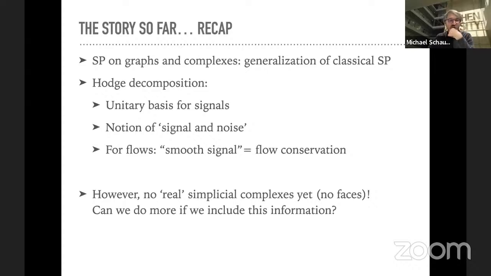And now the Hodge decomposition gives us actually a nice way to interpret these flows. Basically, we have these gradient flows, we have the harmonic flows, and we have curl flows. And we can naturally encode this idea of flow conservation in the harmonics of that Laplacian. However, this idea of a simplicial complex hasn't appeared yet, because for a simplicial complex in a general setup, you need something that's called phases. And the question is, what are those things? And can we do more if we include this kind of information?